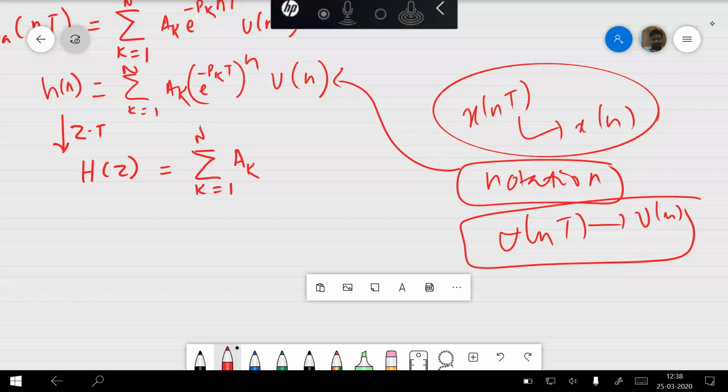So if you apply the z transform, what am I going to get? This is basically a to the power n u of n. ak is a constant. So this is summation n equal to minus infinity to plus infinity.